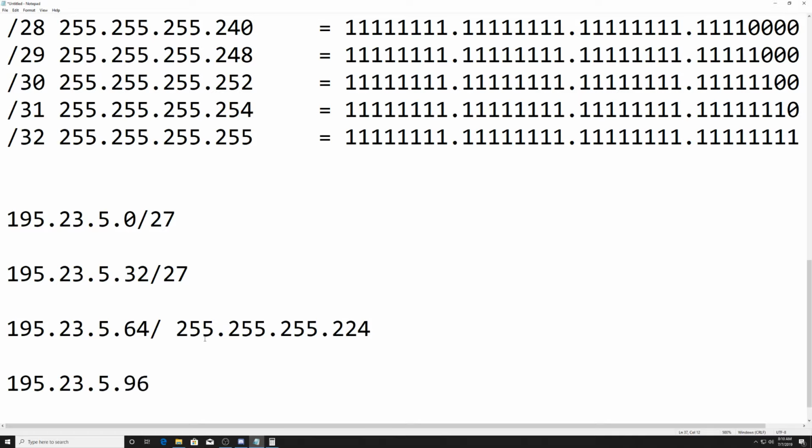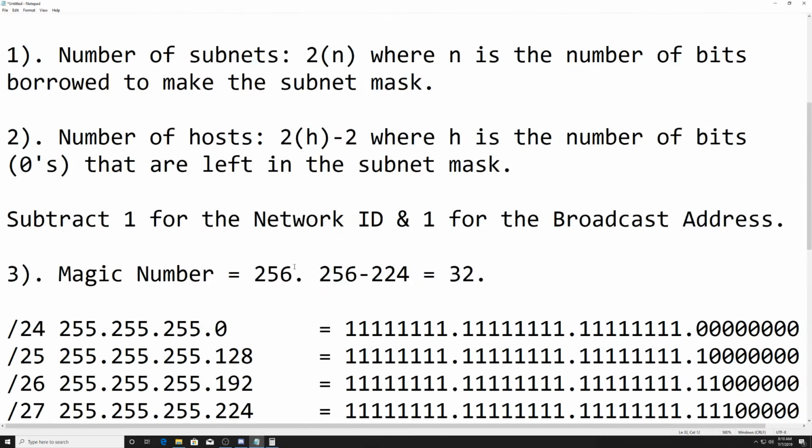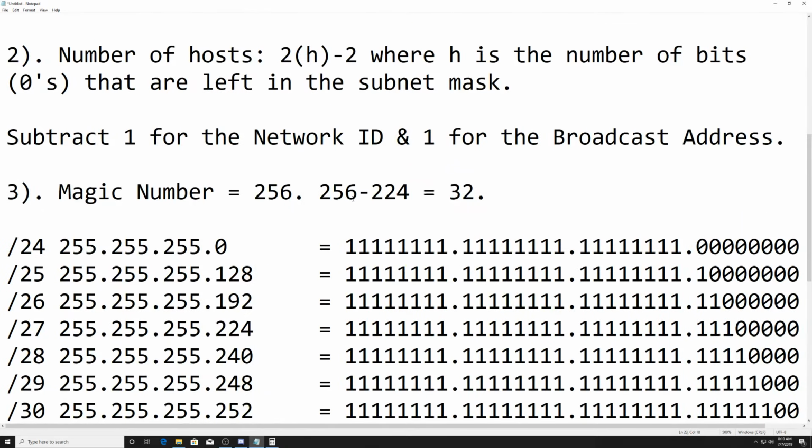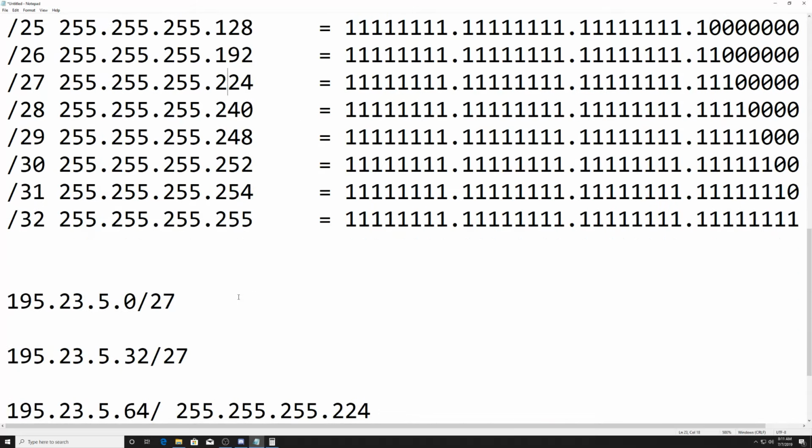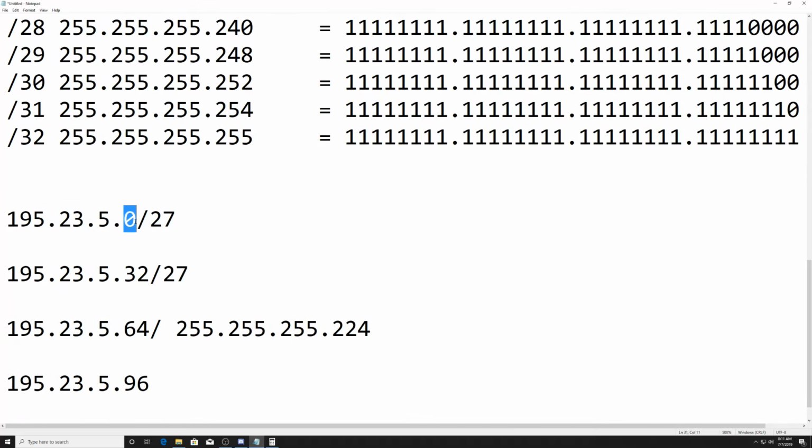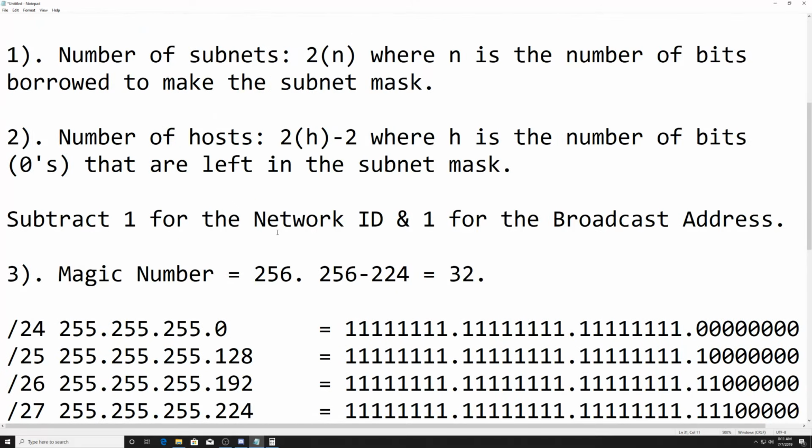You see, the network goes every 32, because remember, this 224, you're subtracting that from the magic number, which is 256. So it's going by 32. But remember, you cannot use the network ID, meaning you cannot use this .0. Remember, subtract 1 for the network ID and 1 for the broadcast address.